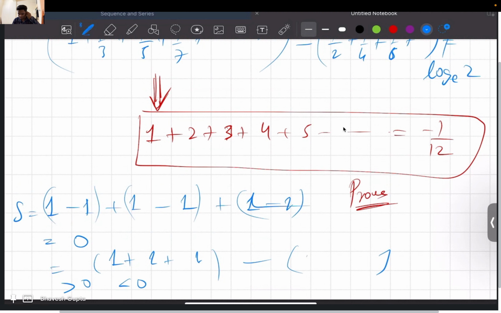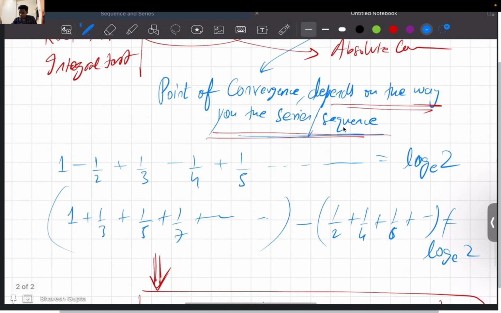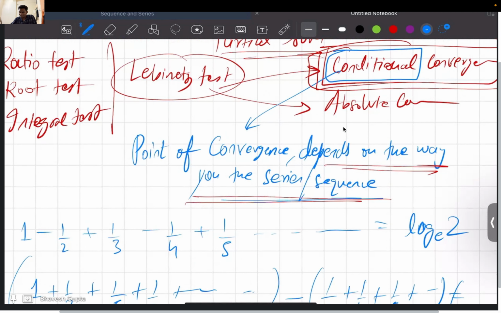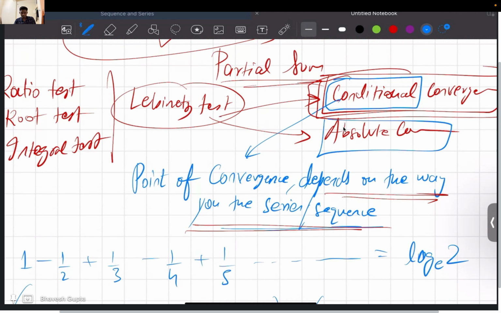So conditional convergence is not easy because you don't have a fixed, unique convergence point. If your series had a unique point of convergence, then why would it be conditional? The reason it is conditional is that it depends on the condition. It depends on your analysis. In the case of absolute convergence, no matter what you do, the point of convergence is unique, right? So this is the clear difference you need to understand.